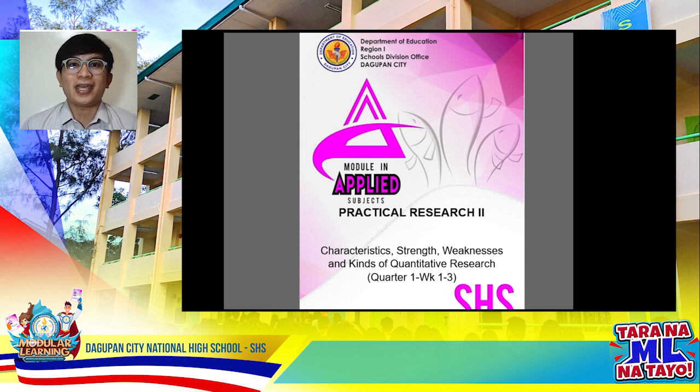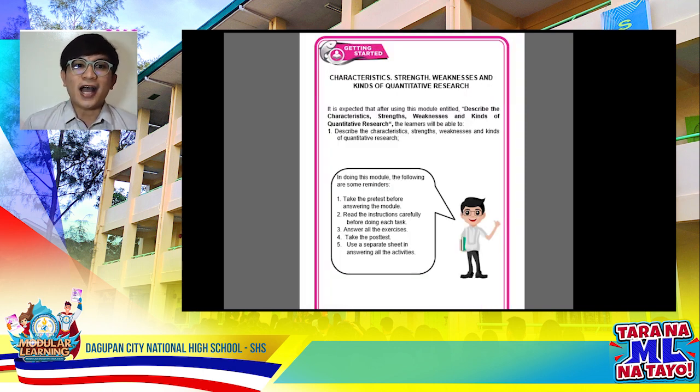So on the front page of the module, you will see there the title: characteristics, strengths, weaknesses, and kinds of quantitative research. Moving on to the first page, you have the objectives that you need to achieve in learning this module. You should be able to describe the characteristics, strengths, weaknesses, and the kinds of quantitative research.